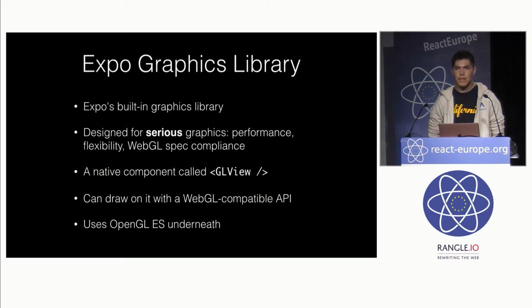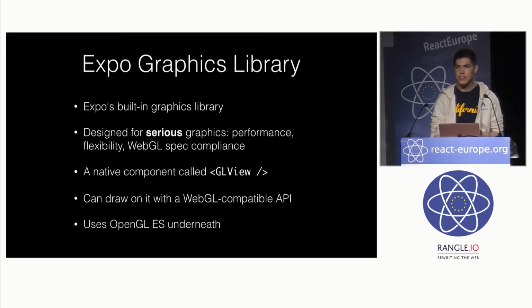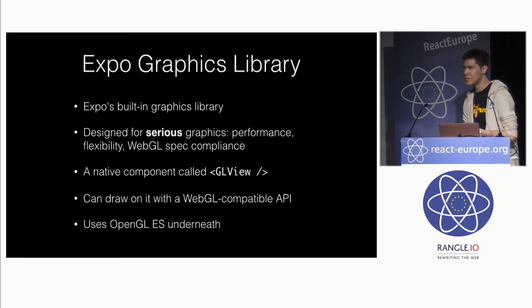And GLView gives you a WebGL-like API. This is actually really cool because there are all these libraries like Three.js, for instance, with which you can use Expo Graphics. And Expo Graphics is built on top of mobile OpenGL, also known as OpenGL for Embedded Systems. So most of the things that you can do with OpenGL, you can do with Expo Graphics.